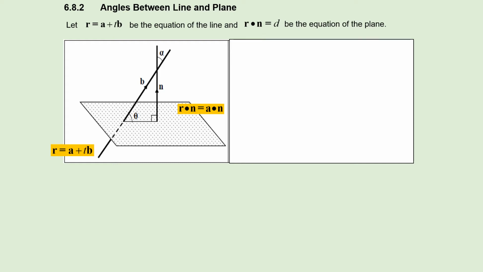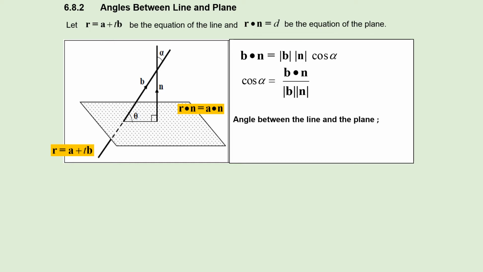So to find angle alpha, we use scalar product. By using scalar product, you can find the angle alpha. Then if you have alpha, you can find the angle between the line and the plane: 90 minus alpha. So this is the way we find the angle between the line and the plane.